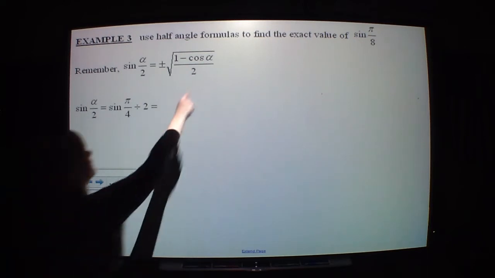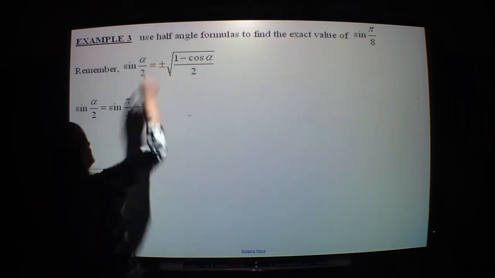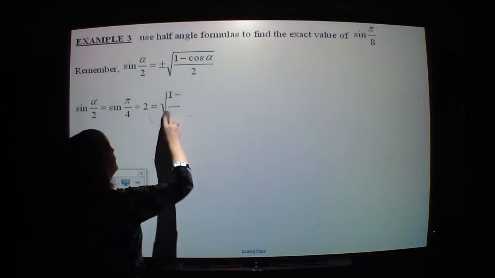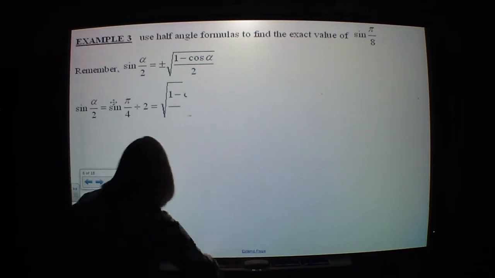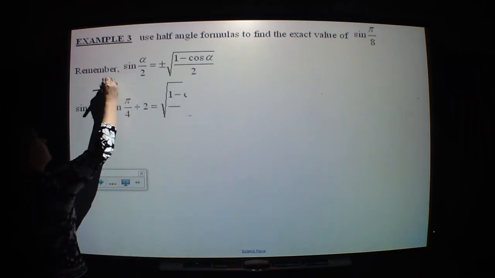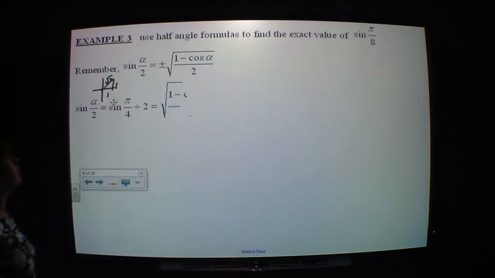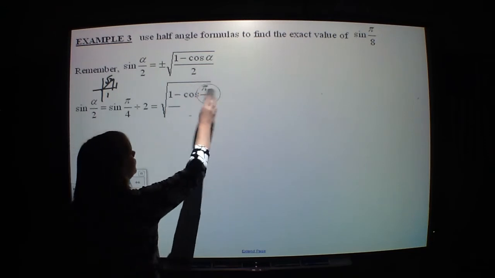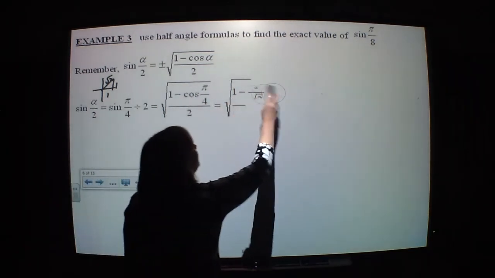So alpha is pi over 4. And pi over 8 is in the first quadrant, so that is positive. So I have positive square root of 1 minus the cosine of pi over 4. A pi over 4 triangle is 1, 1, radical 2. So the cosine is 1 over radical 2, or radical 2 over 2. I don't really care which way you write it. So that's what I have next.